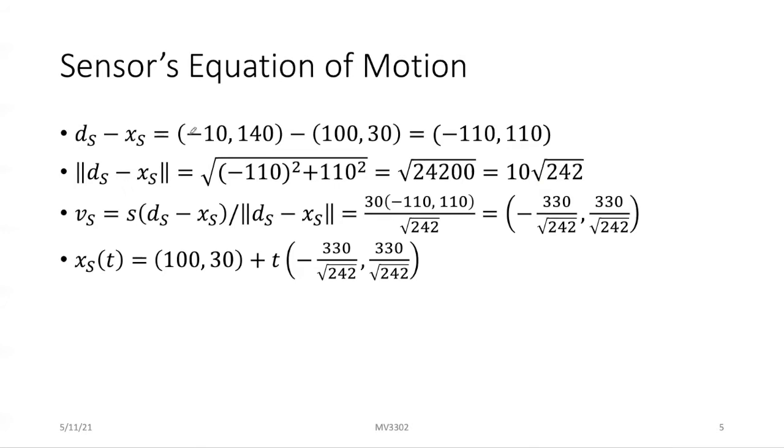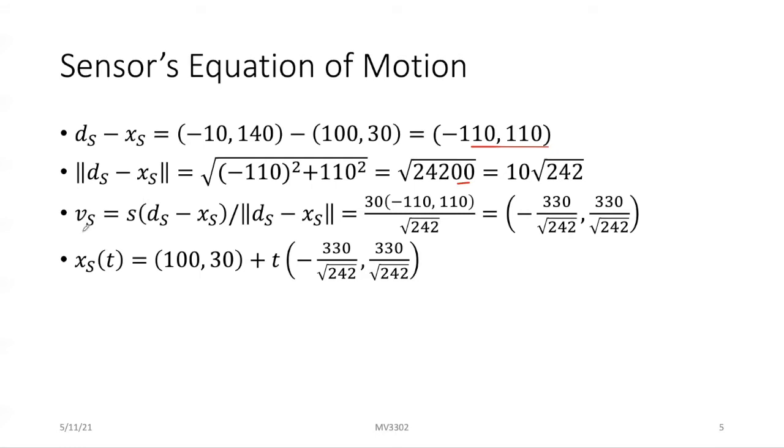Okay, now let's look at the sensor. We apply exactly the same logic. So its destination was 130, its starting location minus 10, 140. The difference of the two is minus 110, 110. So again, we have our square root of the sums of the squares, and it's 10√242. Again, I just kind of took the 100 out. I could have taken an additional 11 out, but I'll leave that for the interested or disinterested student.